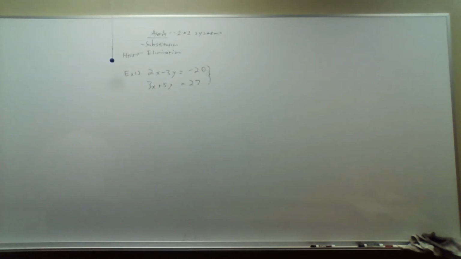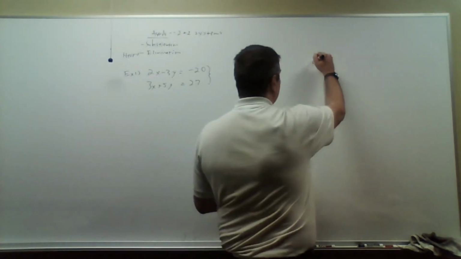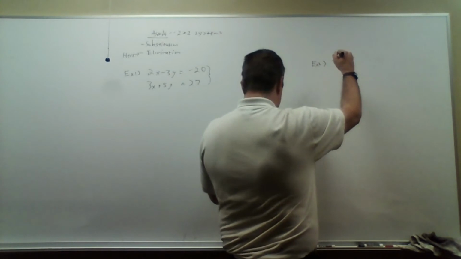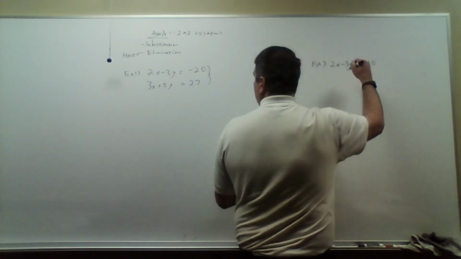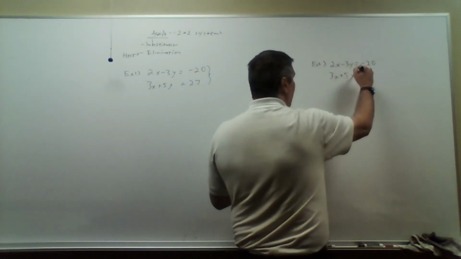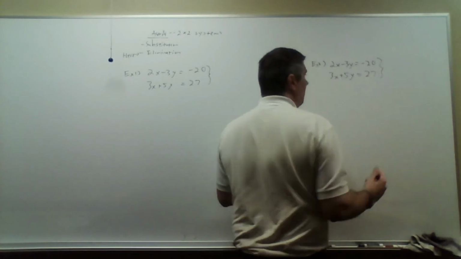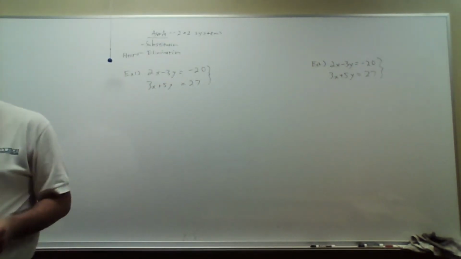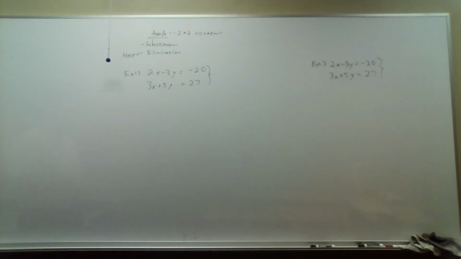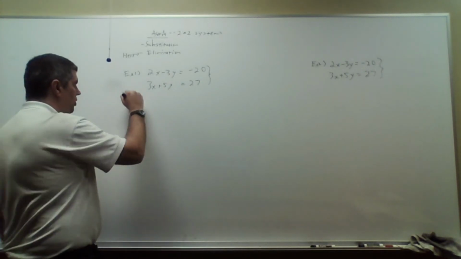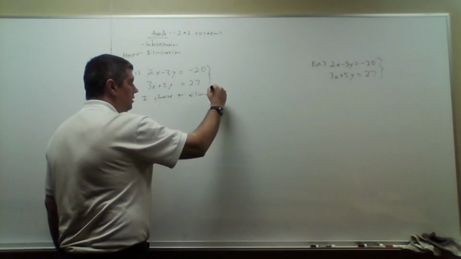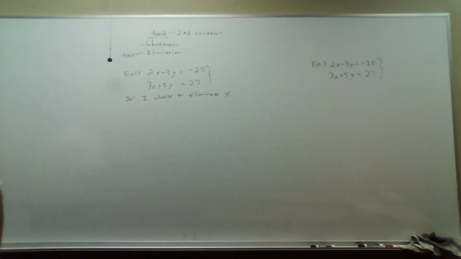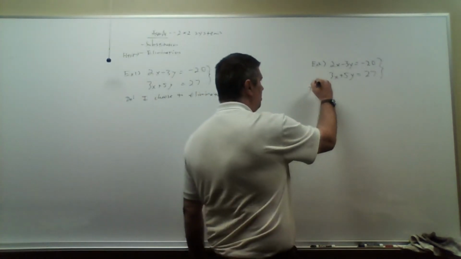I will now proceed to also set up example 2, which is 2x minus 3y equals negative 20, and 3x plus 5y equals 27. You will probably notice that this is the same problem, but I'm going to do it differently. I chose to eliminate x. This time, over here, I chose to eliminate y.